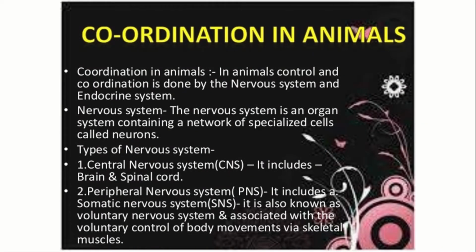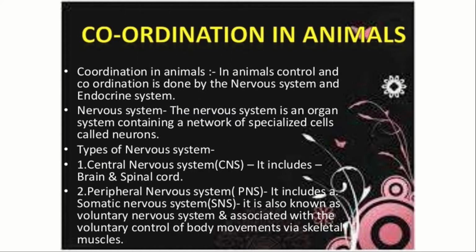Coordination in animals. In animals, control and coordination is done by the nervous system and endocrine system. The nervous system is an organ system containing a network of specialized cells called neurons. There are two types of nervous system. First one is the central nervous system, in short CNS. It includes the brain and spinal cord.